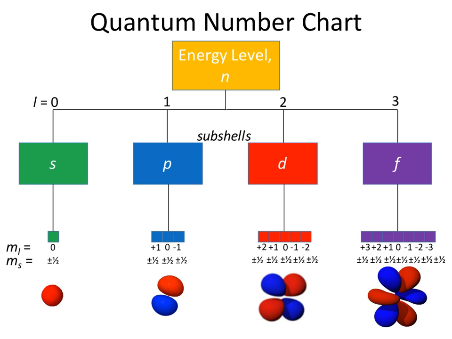Here in F, L is equal to 3. So in this case, ML would be equal from negative 3 to positive 3, or positive 3 to negative 3. So you have plus 3, plus 2, plus 1, 0, minus 1, minus 2, minus 3. Again, each of these orbitals could hold 2 electrons, one in the positive and one in the negative.